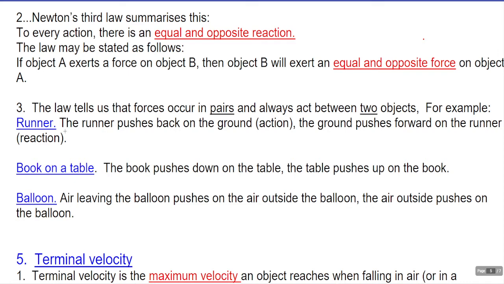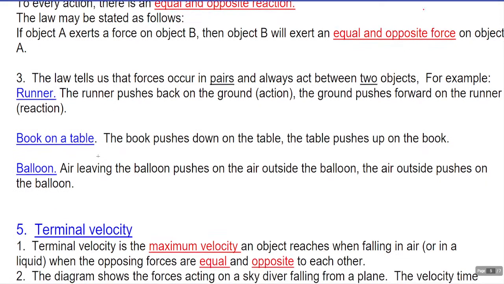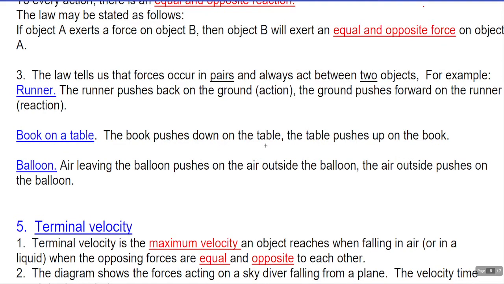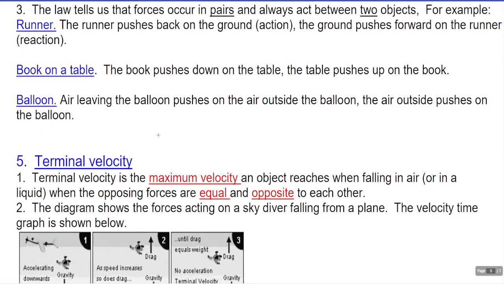For example, a runner. The runner pushes back on the ground, that is the action. So the ground would then push forward on the runner, which is the reaction. Book on the table. The book pushes down on the table, then the table pushes up on the book. A balloon. Air leaving a balloon pushes on the air outside the balloon. Then the air outside pushes on the balloon, right? So we have those hot air balloons. What makes them rise is because of action-reaction pairs.